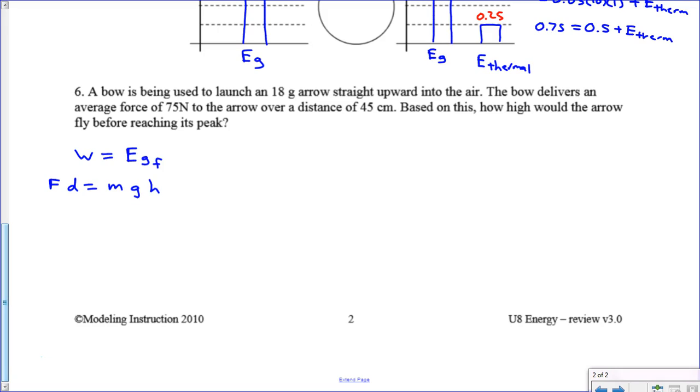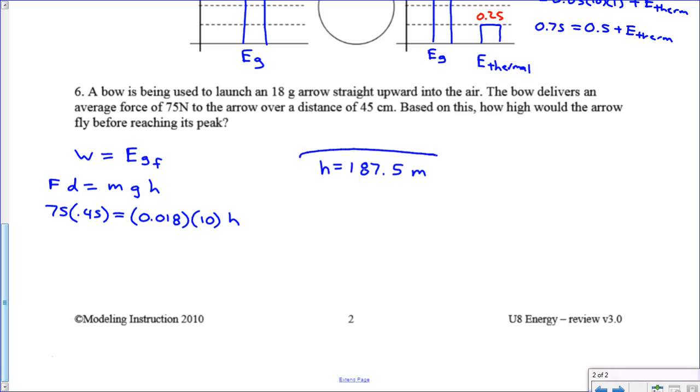All right, and then for our force, we've got 75 newtons times the distance, 45 centimeters is 0.45 meters, equals the mass, which I gave you as 18 grams. That's 0.018 kilograms. All right, times the gravitational constant, which is 10, times the height that it achieves. That's what we're trying to find there. And so if you go through and do that math, you should solve and find that the height equals 187.5 meters, which is actually a pretty impressive shot.